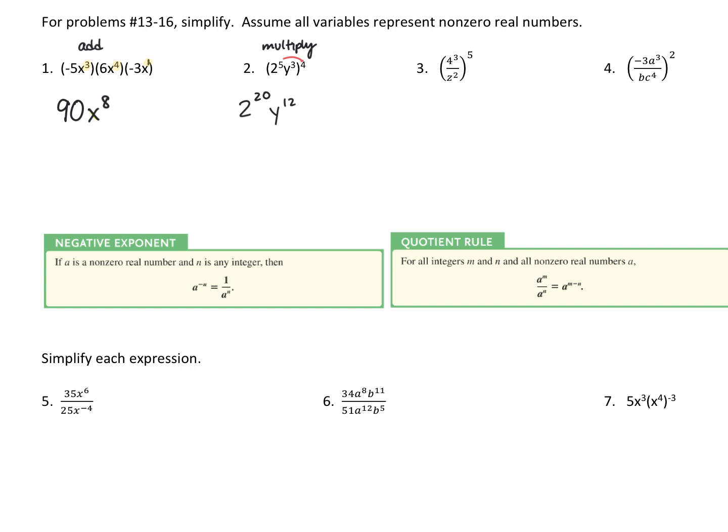2 to the 20th is a really big number, which is why I'm not going to evaluate it. I'm just going to leave it. But normally if we have a combination of numbers and variables, you would want to evaluate. Okay, let's go ahead and do the next one. Again, I have multiple bases, multiples of exponents, so I'm going to distribute or multiply these together.